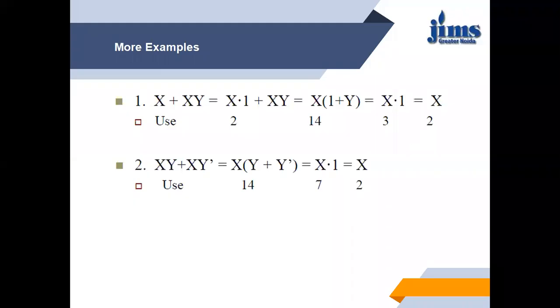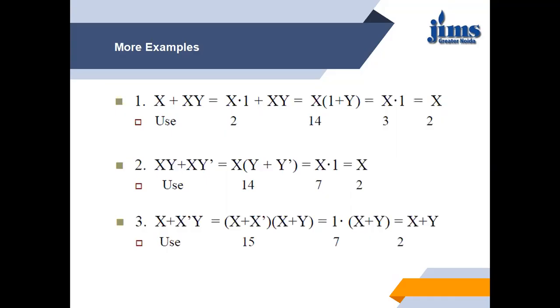Another example: x or y, x and y, or x y bar. Again, I take x common with the property, then y plus y bar is equal to 1. Again, it is x or x bar y. So I can write this x as x or xy. Then x or xy is x. Then it is x plus y.